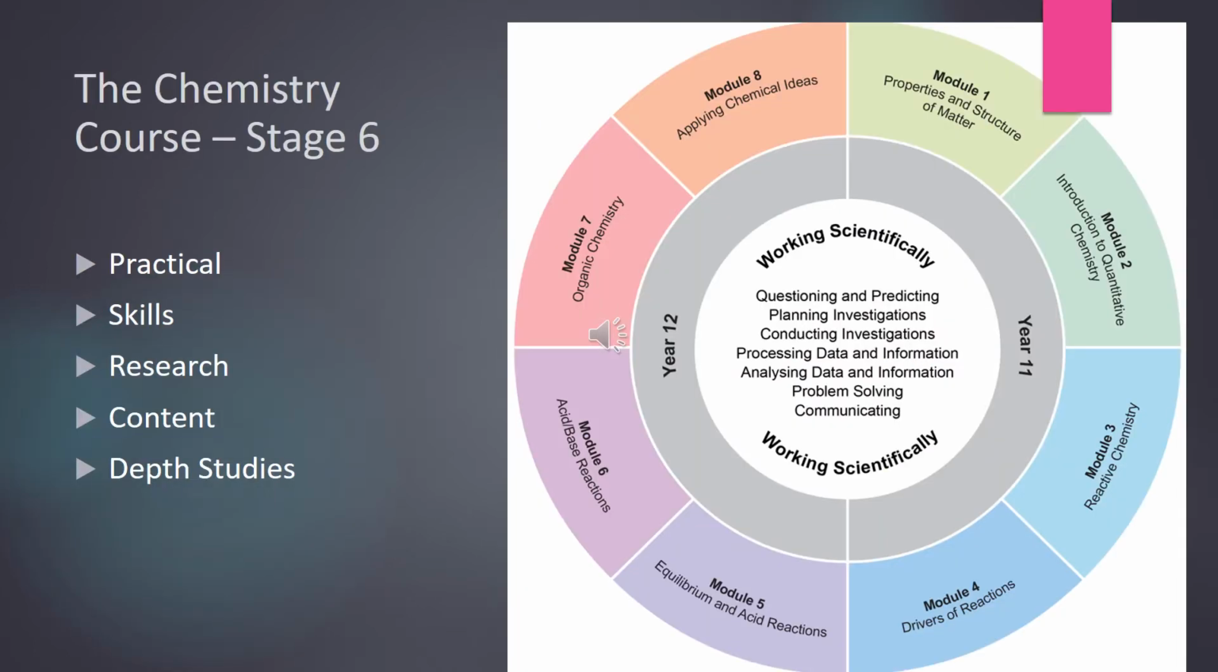Every science Stage 6 subject follows the same structure. You have practicals, you look at skills, research, content and depth studies. You have 8 modules throughout the whole of Stage 6. 4 modules occur in Year 11 and 4 modules also occur in Year 12.